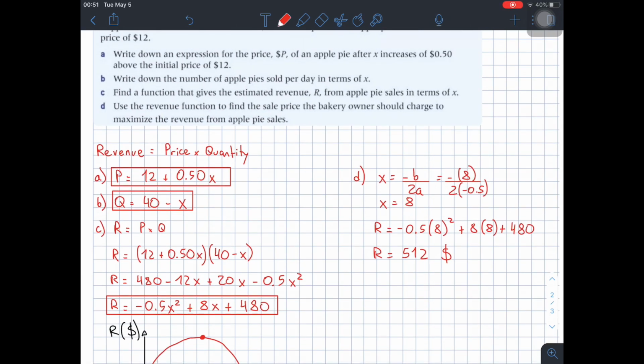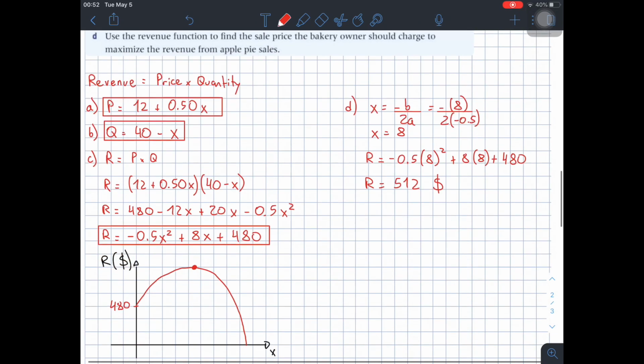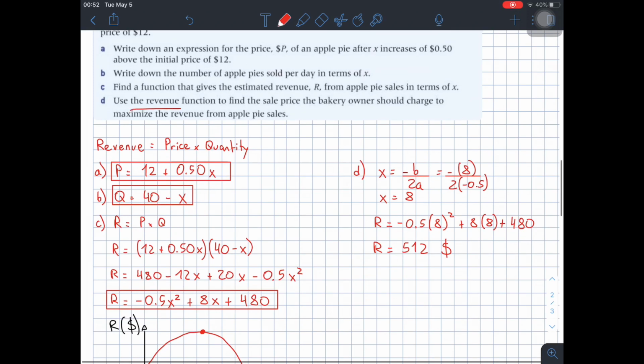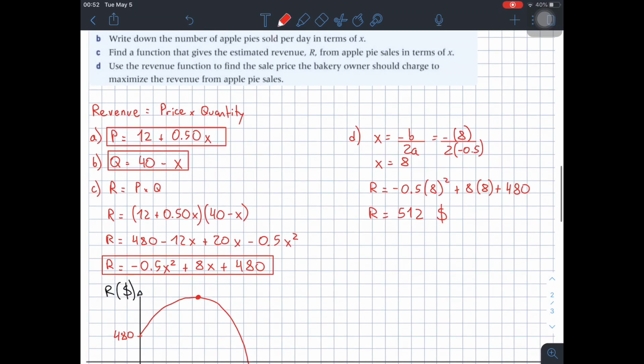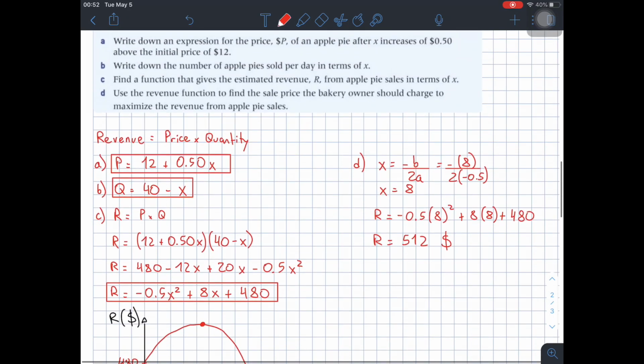And to find the sale price, so use the revenue function to find the sale price the bakery owner should charge, I need to find the sale price. So we don't need to calculate this maximum revenue point, but since we already calculated, we're gonna leave it there. But we want to calculate the price. Okay, we already have the value of x that produces the maximum value over here, but now we need to calculate what that price would be.